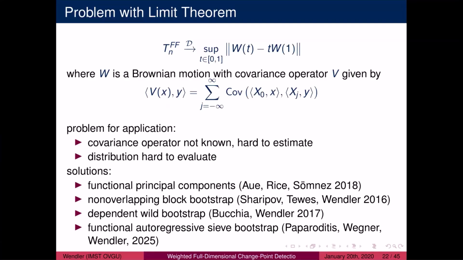There are different proposals. You can use functional principal components, not for the test statistic, but for evaluating the limit distribution. Or you can use various types of bootstrap. We have tried the block bootstrap, the dependent wild bootstrap, and the functional autoregressive sieve bootstrap. Because this is the newest thing, I want to talk a little bit about this.